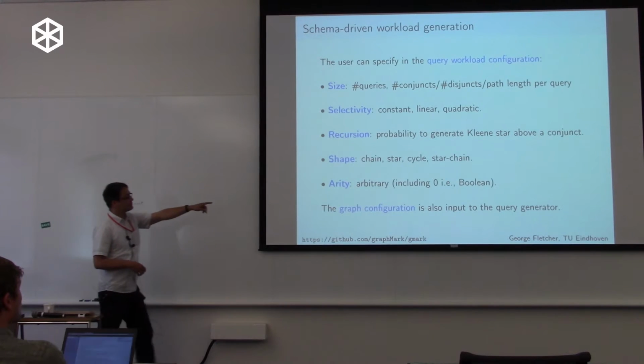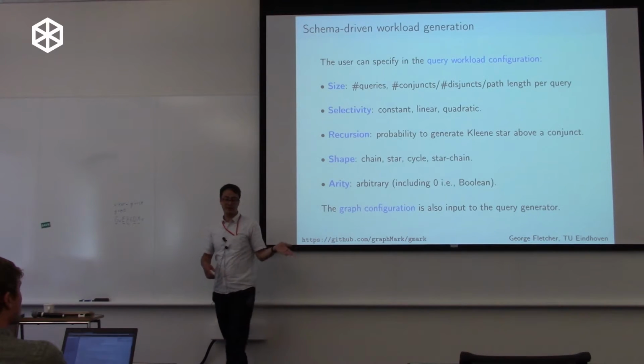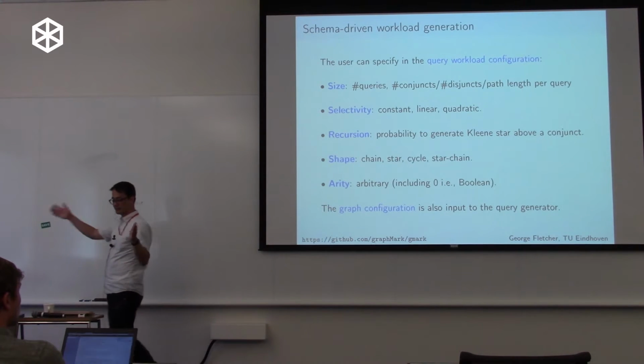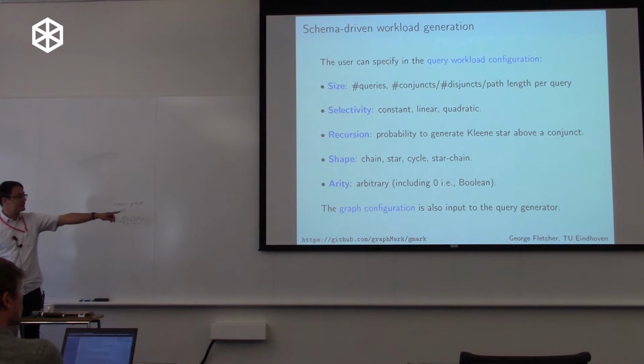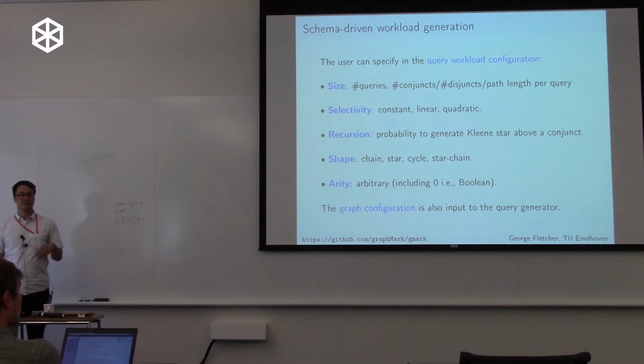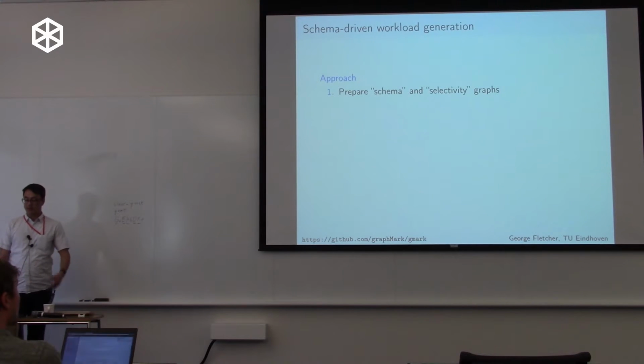And then finally, we specify the range of allowable output arities. So are these Boolean queries, unary queries, binary? We specify the range of query arities which are allowed. And just to reemphasize, the graph configuration itself is also input to the query generator because we're generating queries that satisfy the specified constraints that hold on instances of this graph schema. Okay, so just in a nutshell, how do we go about generating our workloads? We prepare what we call a schema and a selectivity graph.